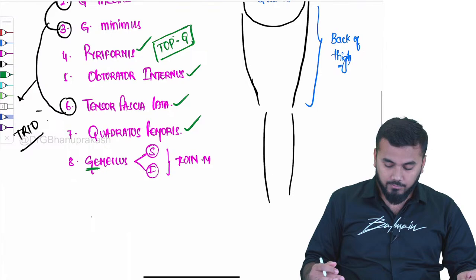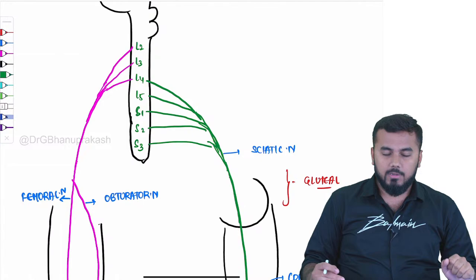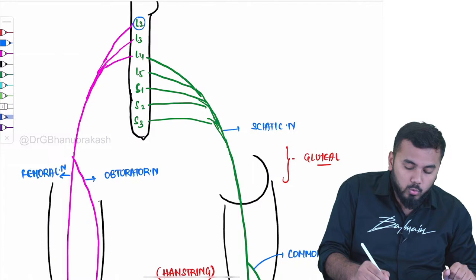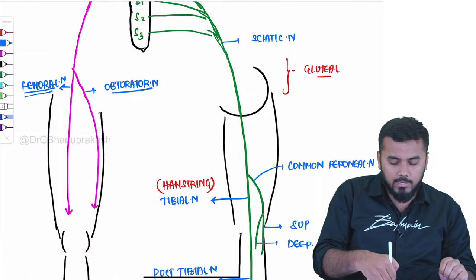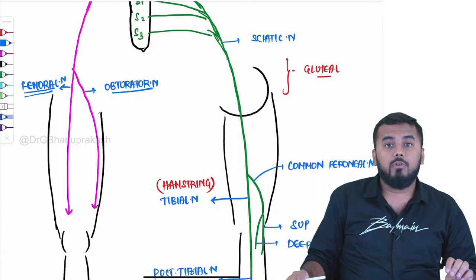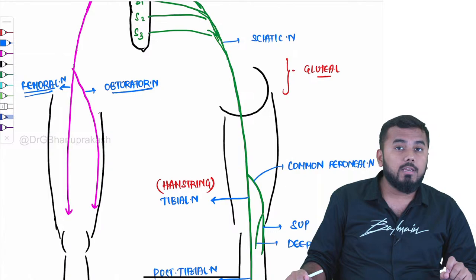Right. So, I have also discussed nerve supply, isn't it? From the spinal segments of L2, L3, L4, we have got a nerve which in turn divides into two. One is called the femoral nerve, which supplies the anterior surface of the thigh. One is called the obturator nerve, which supplies the medial surface of the thigh. That is why the nerve of the medial compartment is called the obturator nerve. The nerve of the anterior compartment is called the femoral nerve, isn't it? And we have also discussed that the nerve of the posterior compartment is called the sciatic nerve.